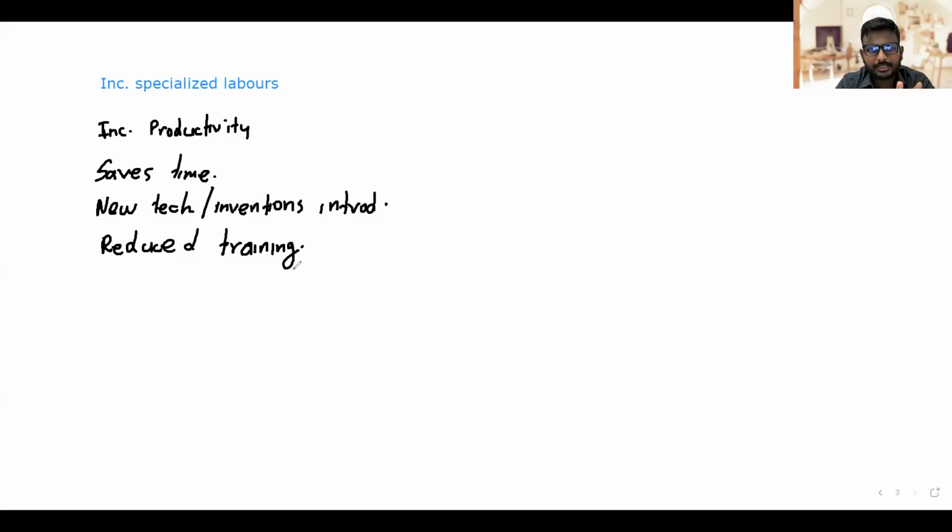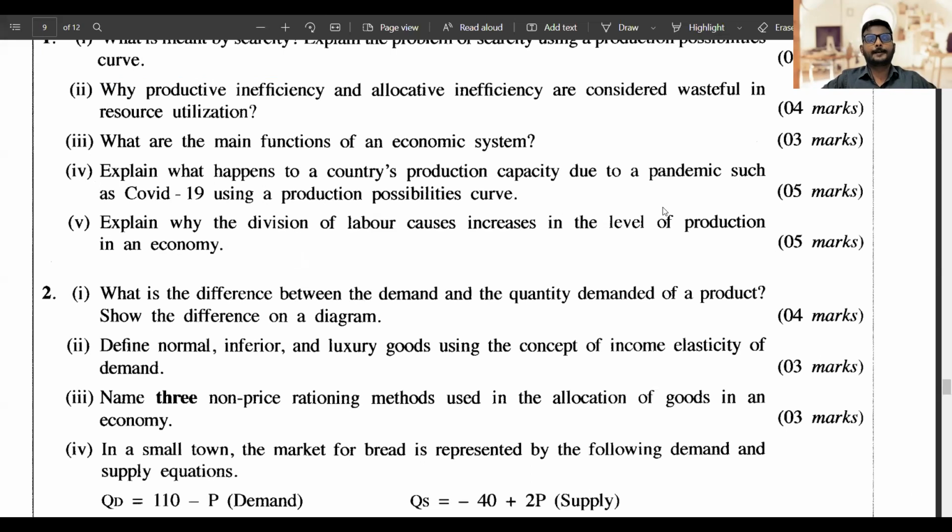Since they are giving 5 marks, I believe you have to write 5 points. Right? They are giving 5 marks now. I believe so. Yeah, 5 marks. So 5 points you have to give. Is that clear?